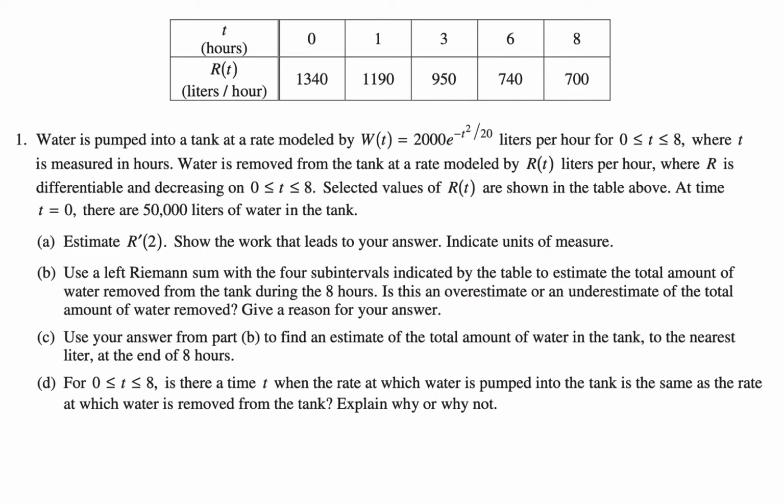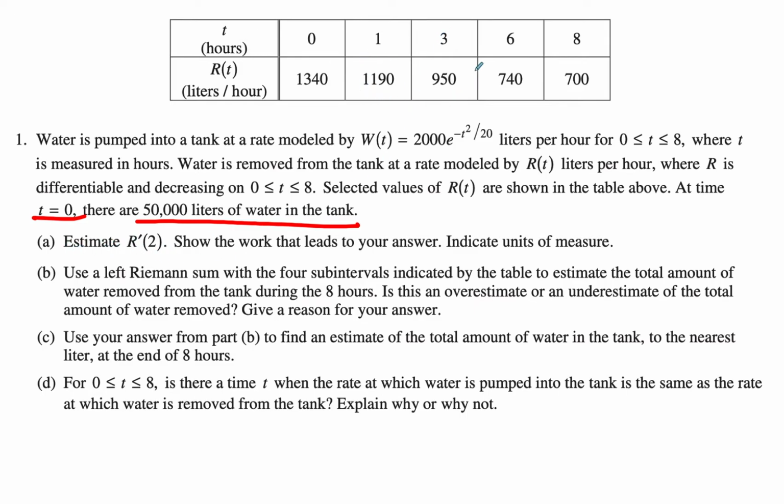Now, one thing that they told us here was when T was equal to 0, there are 50,000 liters of water in the tank. Estimate R prime of 2. So now, when you look into this one, I don't see 2. I see 1 and 3. Then how are you going to estimate R prime of 2?